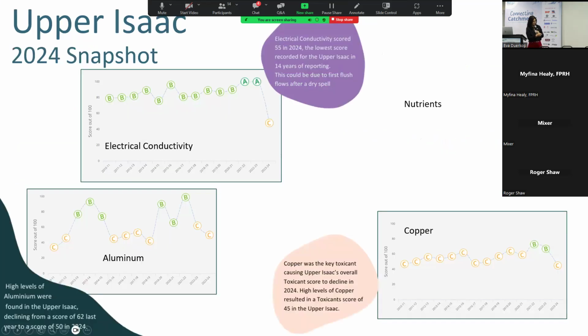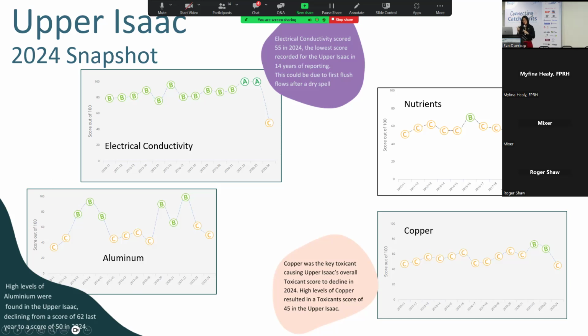And so when you look at electrical conductivity, from an A down to a C this year, it's by far one of the bigger dips. And then same with aluminium, but aluminium was also at C last year anyway, so it's maintained at C. It never went up to a B this time. Copper is the same, went down again. But nutrients are okay. So nutrients have maintained into a B. Once again, no rain, right?